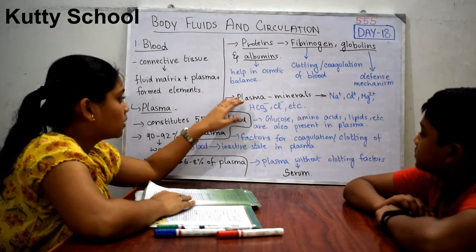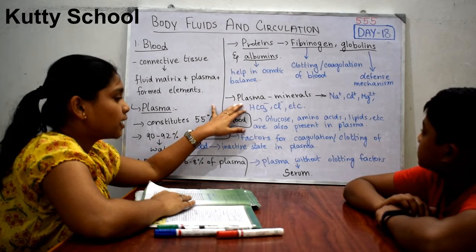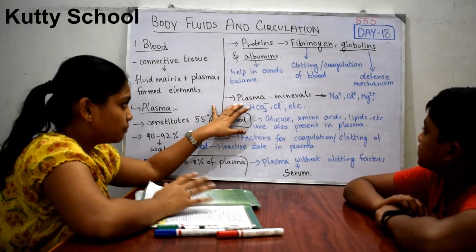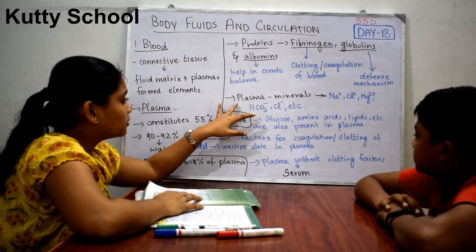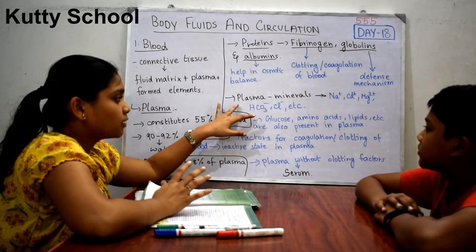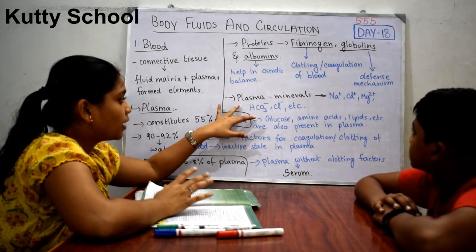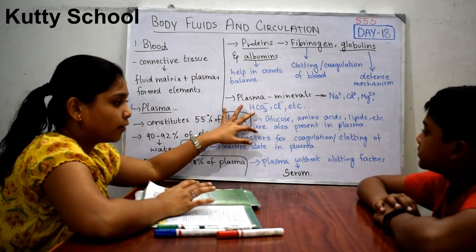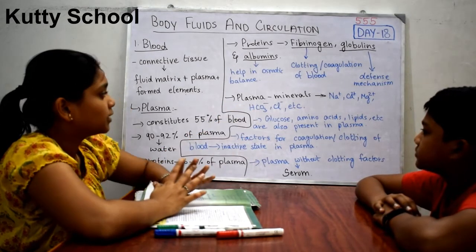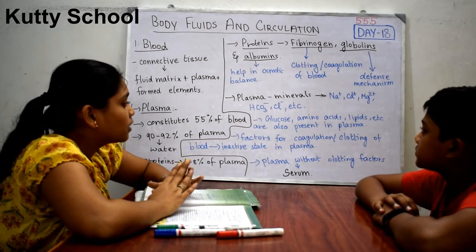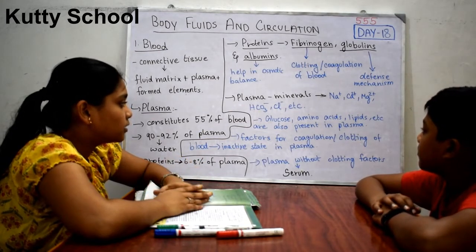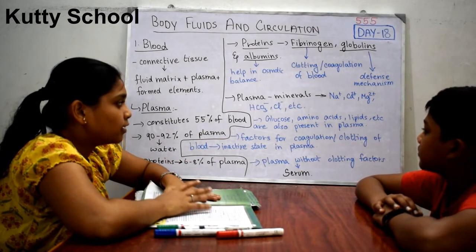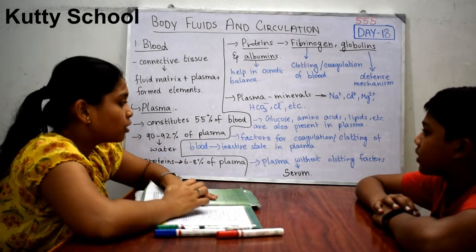In plasma there are some minerals also present: sodium ion, calcium ion, magnesium ion, hydrogen carbonate, and chloride ion. Plasma also contains glucose, amino acids, lipids, etc., which are present in minute amounts.